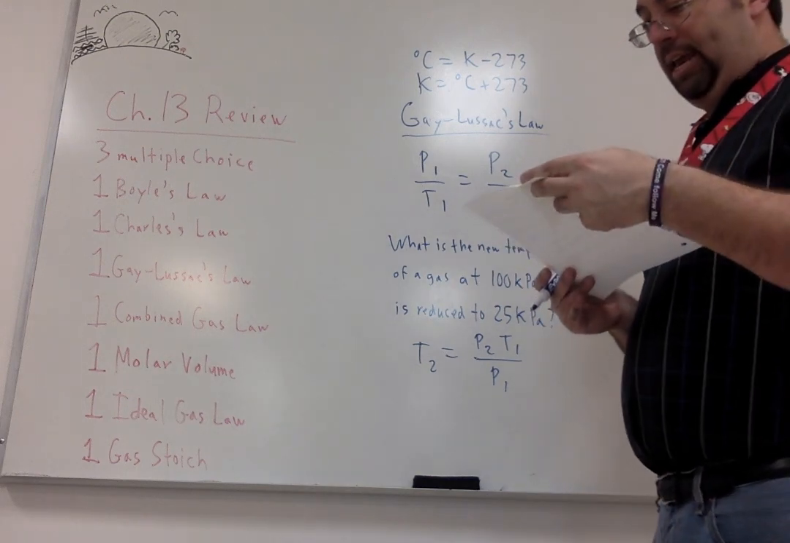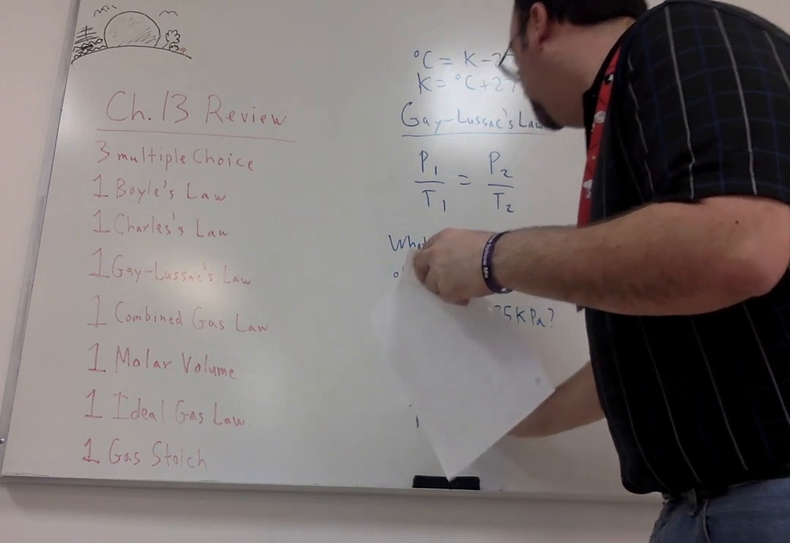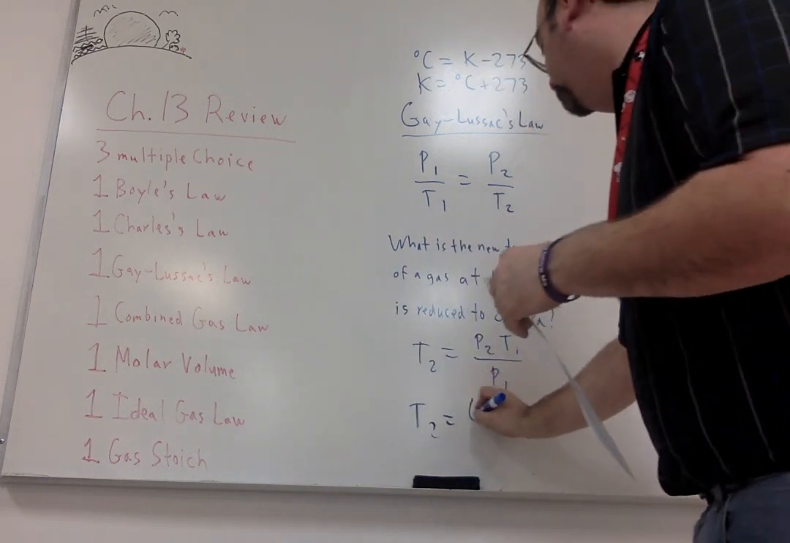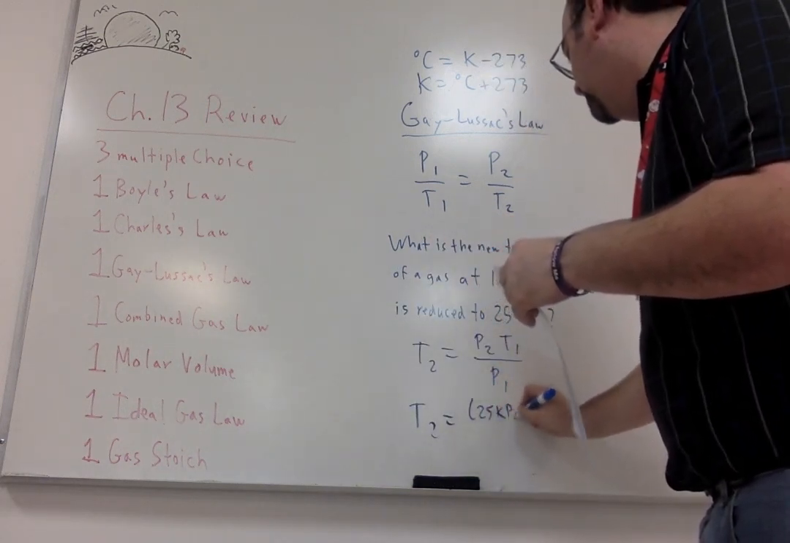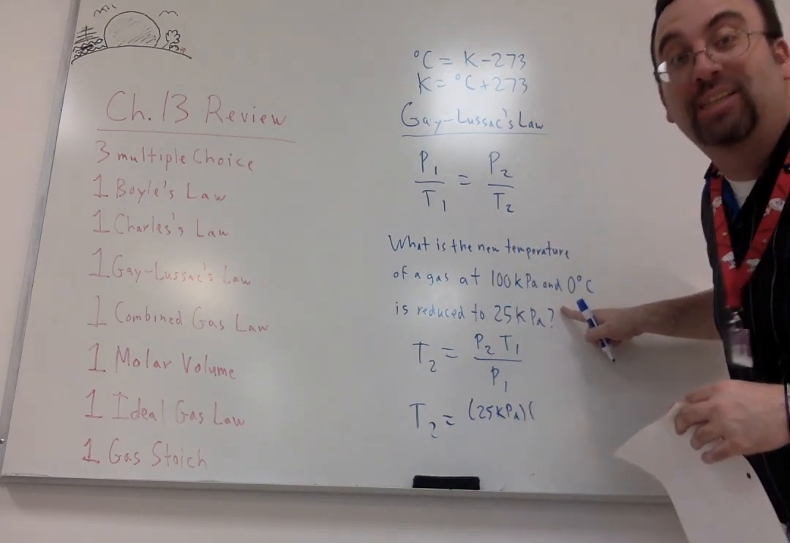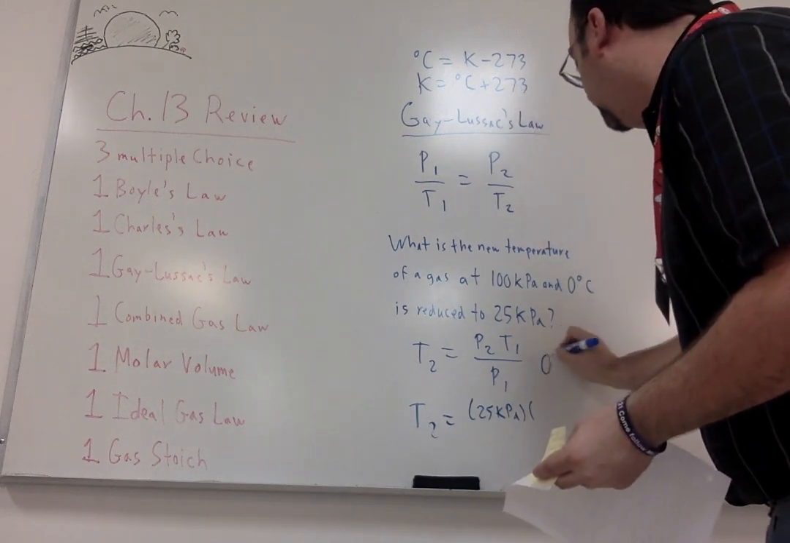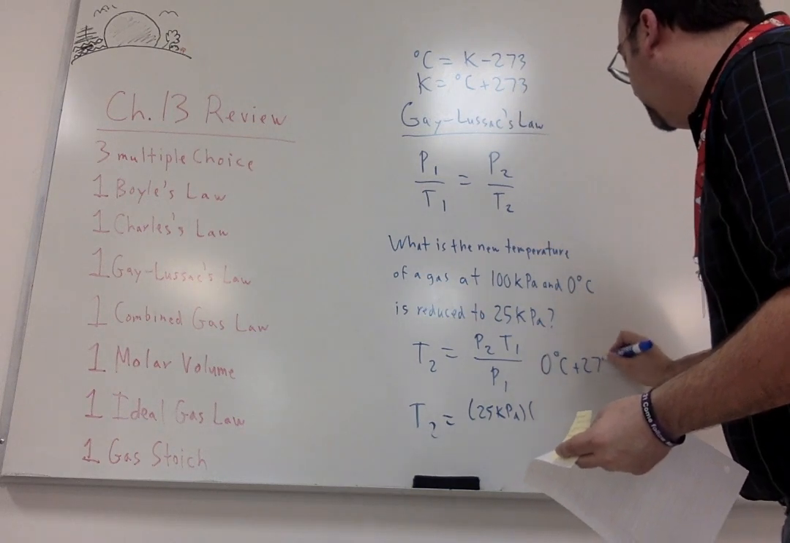We're going to go ahead and set T2 equal to our new pressure, which is 25 kPa. Our temperature, if you notice again, this is at 0 degrees C. We need to add 273, which makes this 273 K.